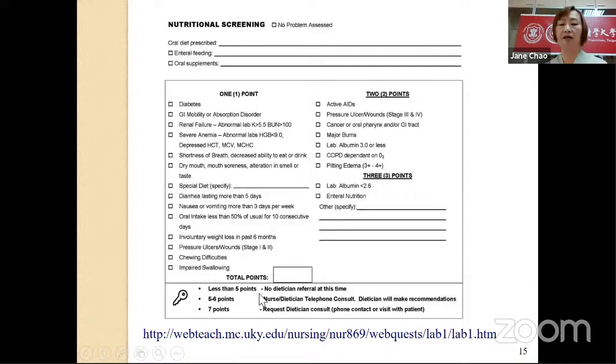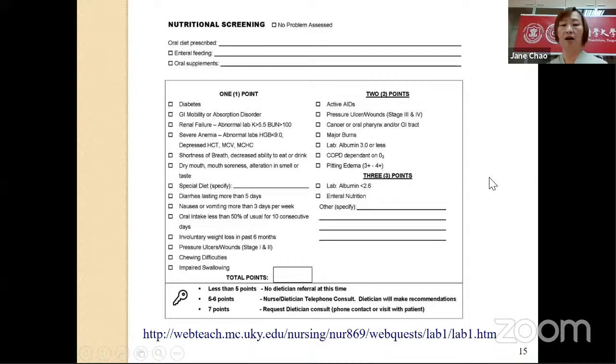There's something like no dietitian referral at this time, which means you are at good nutritional status. If your points are between 5 and 6, that means you have to go to a nurse or a dietitian for a consultation, and the professionals, especially the dietitian, will make recommendations for your lifestyle and eating habits. If you have a score of 7 points, that means you request a dietitian consult by phone or by visit.